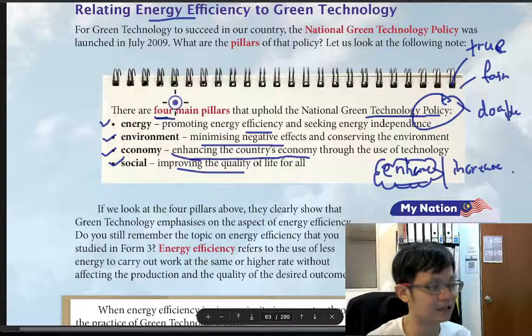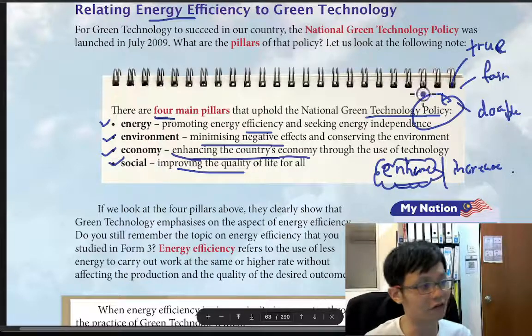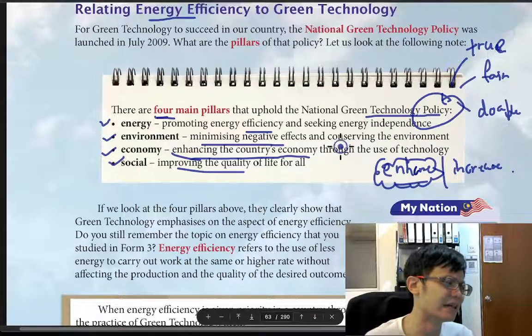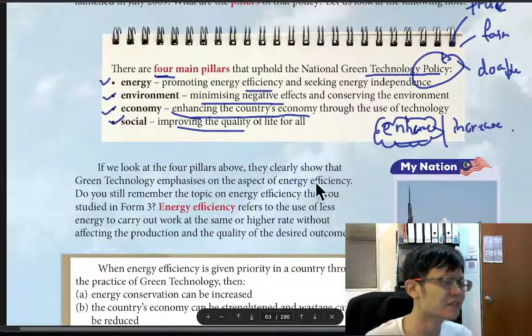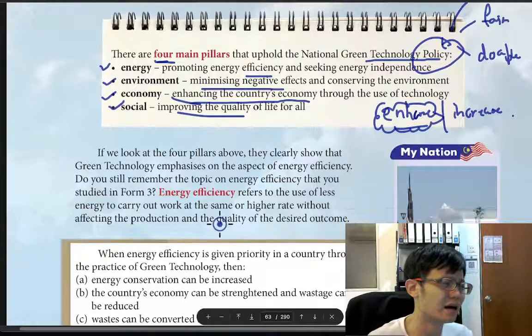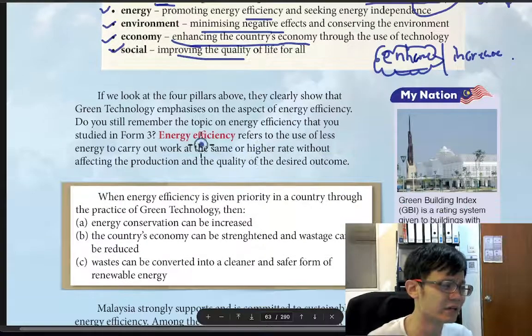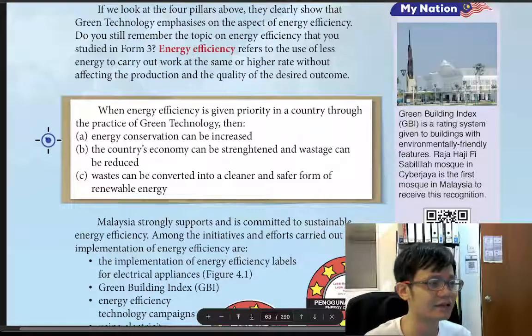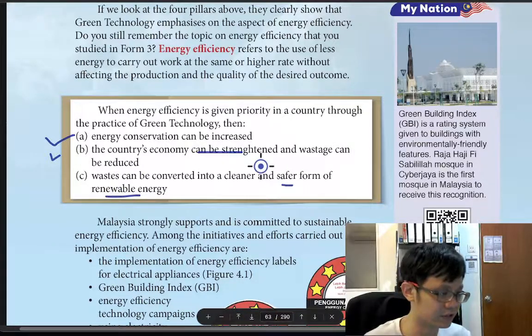So these are the 4 things that you want in making a policy. I don't know what they want to ask in the exam, but I feel this topic is very difficult because it's about policy. This one I'm not going to read. If I read this, everyone is going to fall asleep. When energy efficiency is given for a country to the green technology, again, this is the effect of the policy. Energy conversion can increase, the country's economy will be strengthened, and it will be safer by using renewable energy.